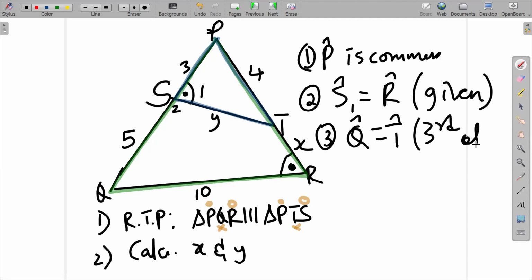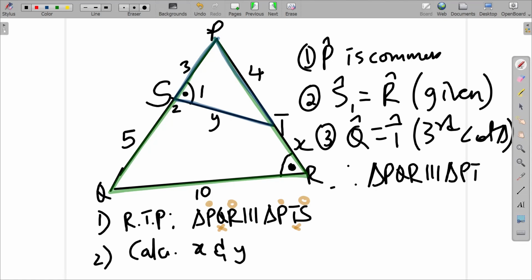Third angle of a triangle. That's where it pays off. Therefore, triangle PQR must be similar to triangle PTS. What is my reason? Angle, angle, angle, or equiangular triangles. Right, that's that. You happy with that?